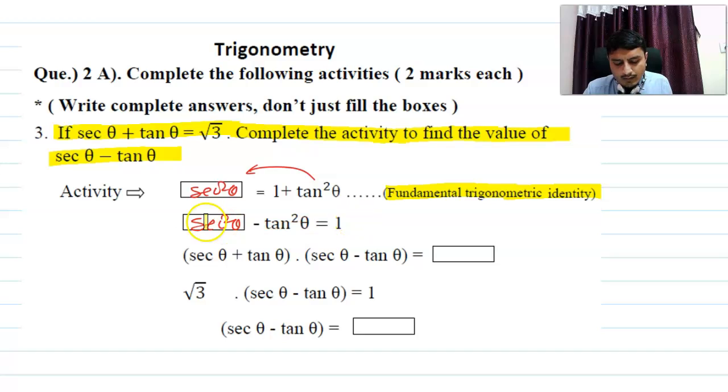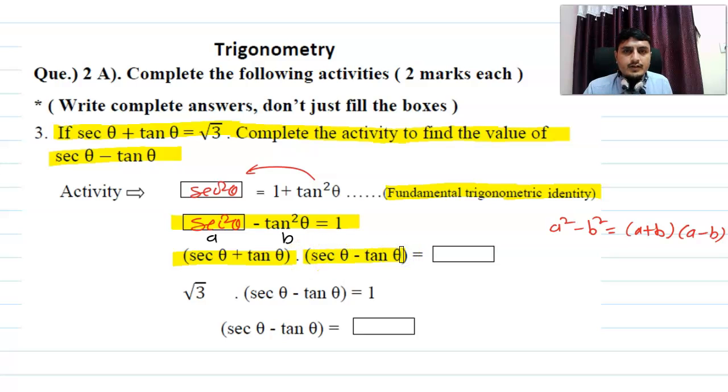Now we well know the factors for a square minus b square are a plus b into a minus b, where here a is sec theta and b is tan theta. So we are getting sec theta plus tan theta into sec theta minus tan theta as the factors for sec square of theta minus tan square of theta, and that is equal to 1. Now we have the value of sec theta plus tan theta equal to root 3. So we replace sec theta plus tan theta by root 3, and we have root 3 into sec theta minus tan theta equals 1.